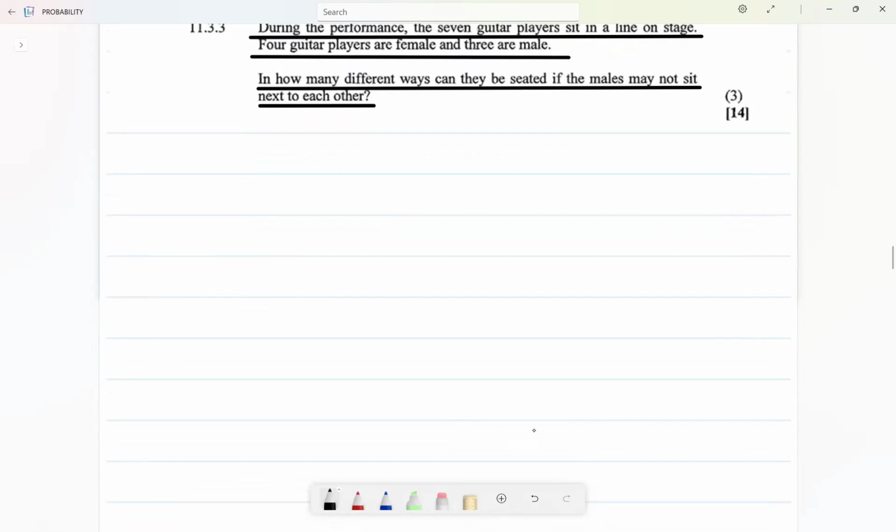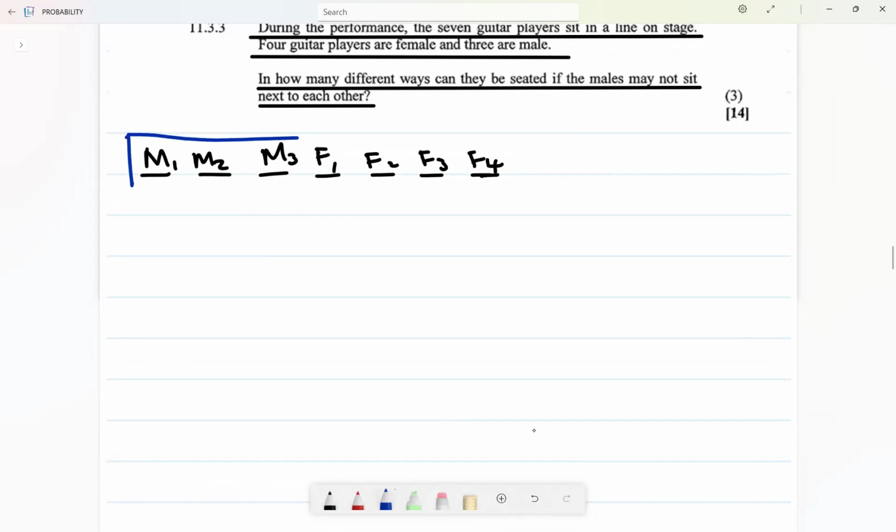So let's say we have 1, 2, 3, 4, 5, 6, 7. And I'm told that males may not sit next to each other. So let me make males sit next to each other. So it's going to be male 1, male 2, male 3, and then female 1, female 2, female 3, female 4. But now, if these are sitting next to each other, they will form a unit like that.